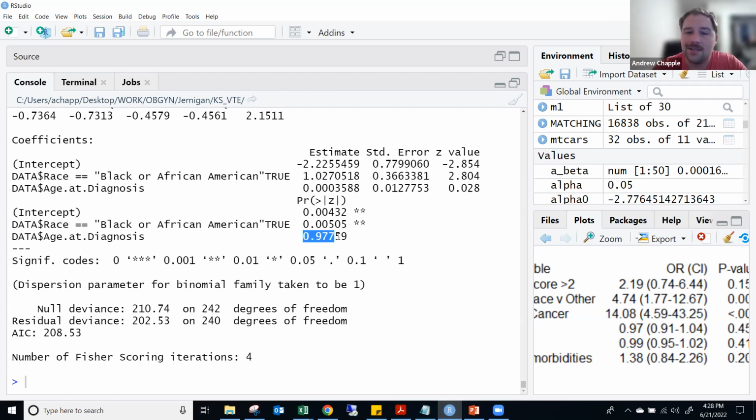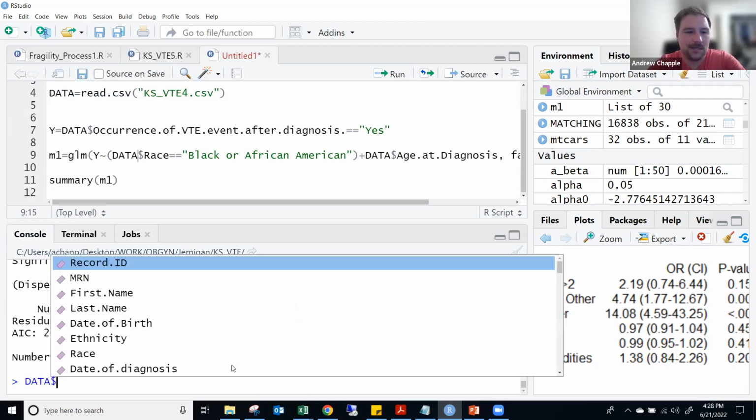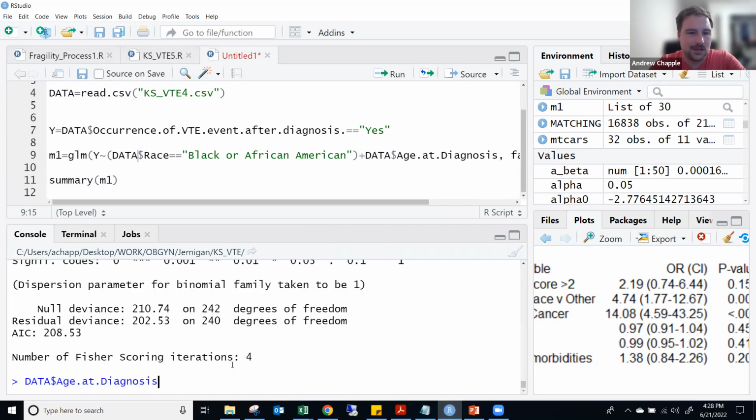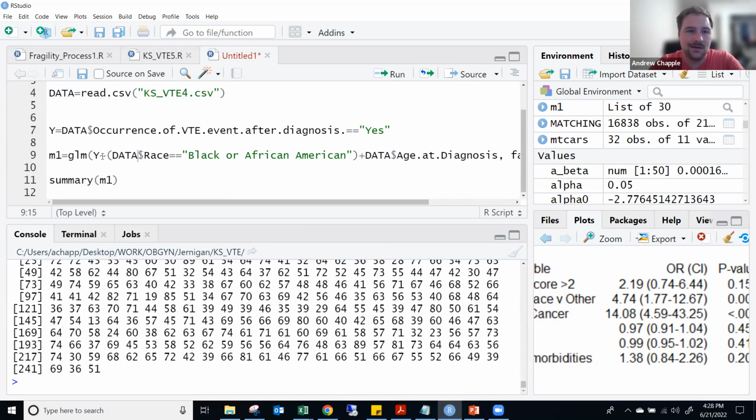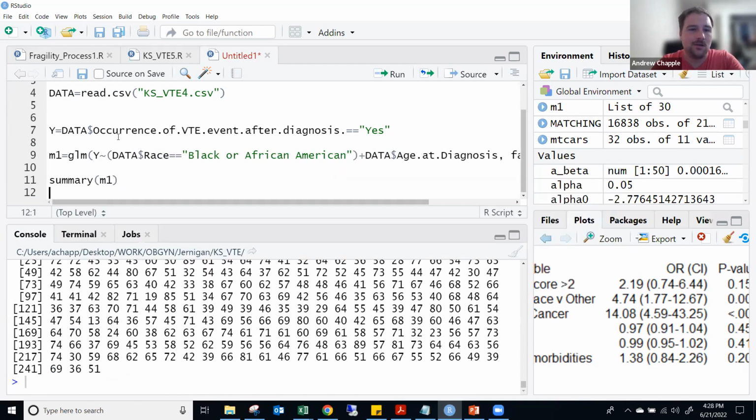I can look at age. I see the p-value for age is not significant, so age has no impact on this risk. So it's easy as that. If I had a Poisson variable here, do I actually have one? I can do data age, predict age instead. Let me actually keep this here. I can do a Poisson regression.